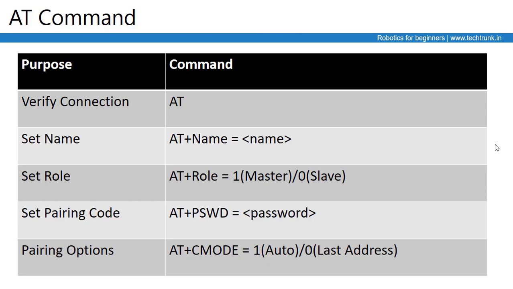We can also bind, in the master case, the address of any slave device with the S05, so that as soon as the S05 is activated, it will automatically connect to that slave device whose MAC address is bound with the S05.